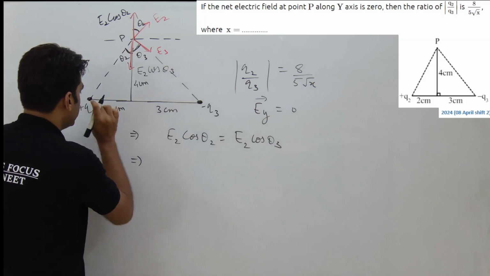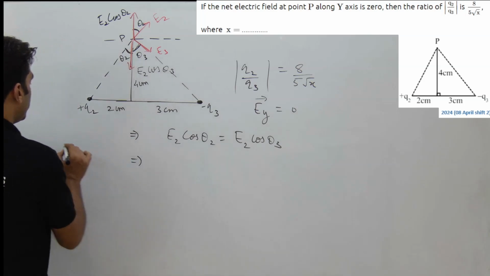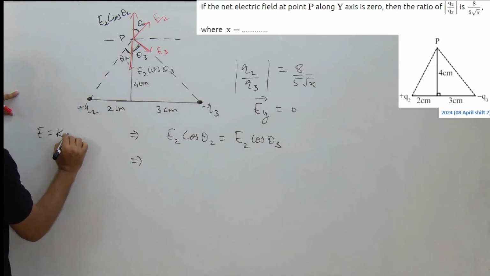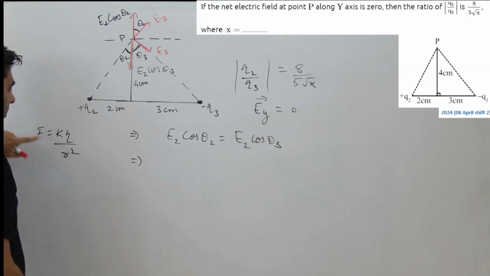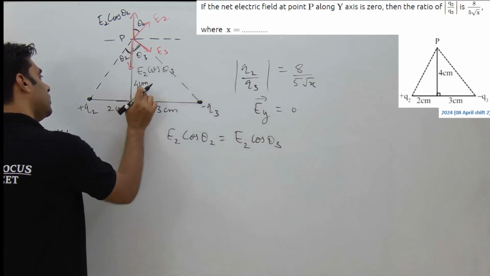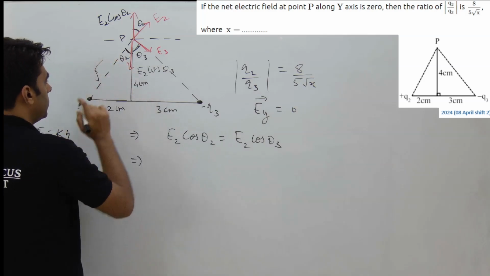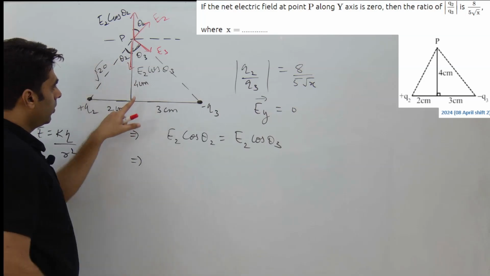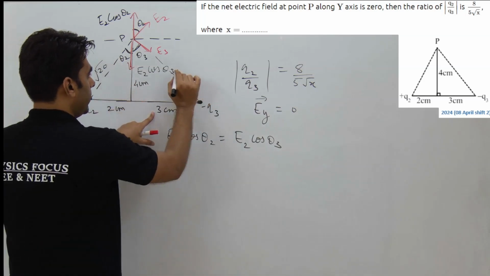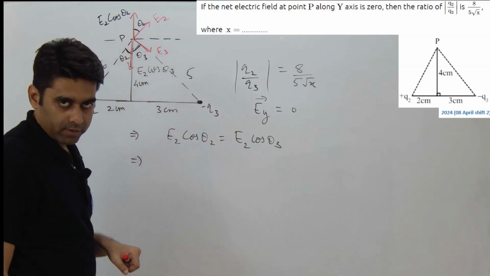Electric field due to the second charge Q2 at this point P. Electric field due to a point charge, what do we write? We write KQ by R square. R is the distance of the point from the charge. If you notice, this is 2, this is 4. So this distance will come out to be root 16 plus 4, that is root 20. Over here, this is 4, this is 3, right angle triangle, this will become 5. That means the distance of point P from minus Q3 is 5.